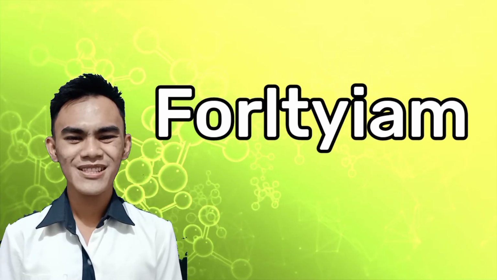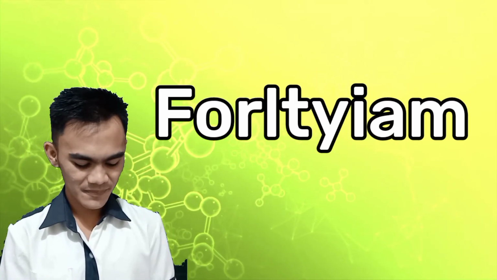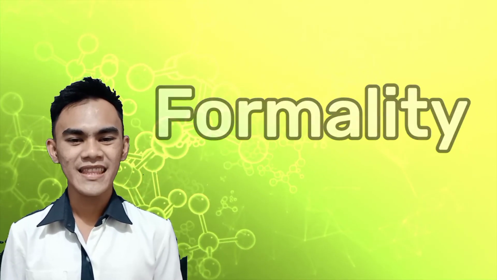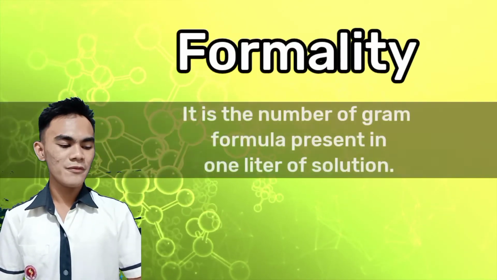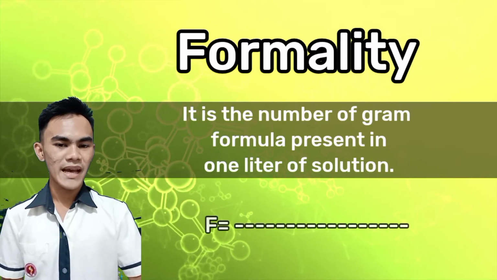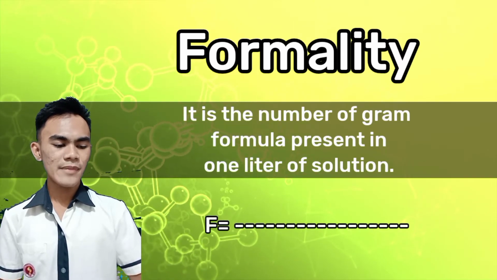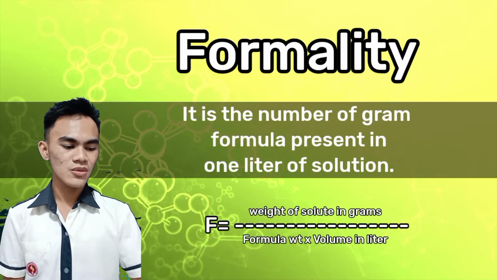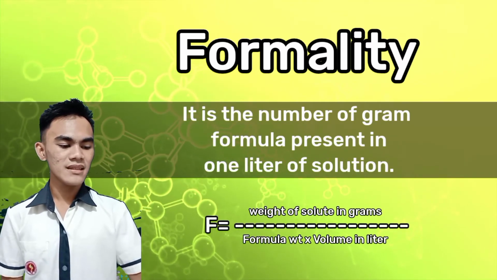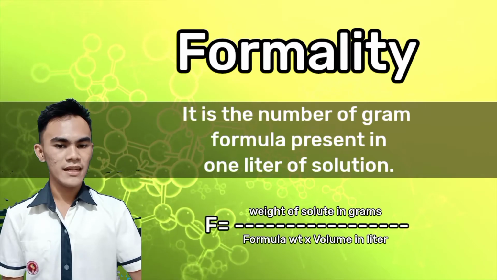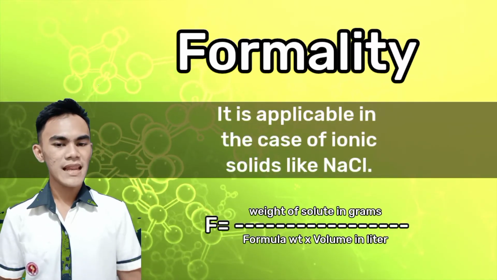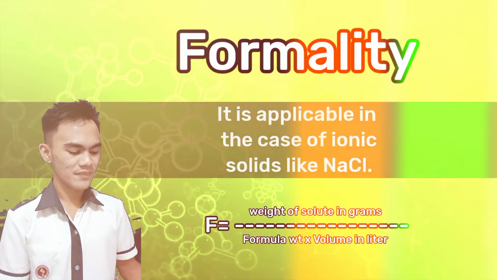8. What is this word? Alright, so that is formality. It is the number of gram formula weights present in 1 liter of solution. It is denoted by F. F for formality is equal to the weight of the solute in grams divided by the formula weight times volume in liters. It is applicable in the case of ionic solids like sodium chloride.